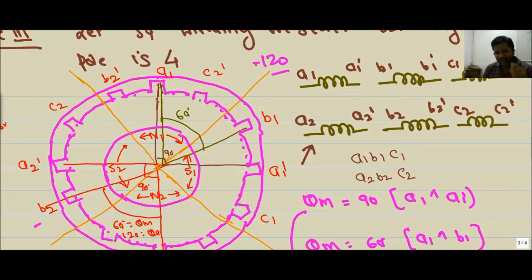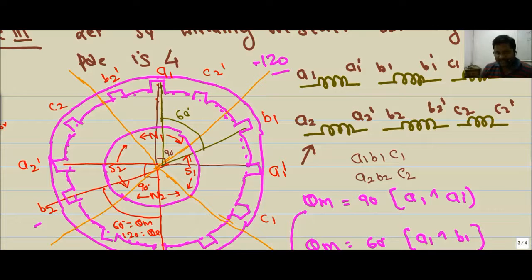So A and A dash have a mechanical angle of 90 degrees, but electrically it is 180 degrees apart. Similarly, A1 and B1 are 60 degrees apart mechanically, but practically it's an electrical angle of 120 degrees. This is the connection. Another advantage of this kind of winding is that we can make a series or a parallel combination of the system.